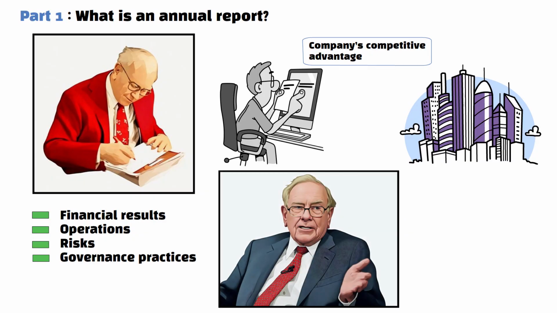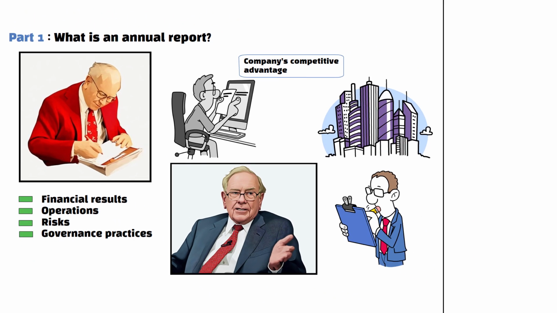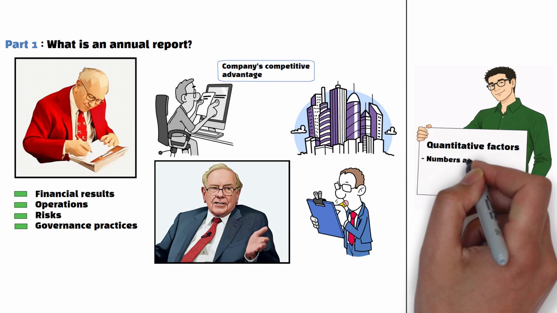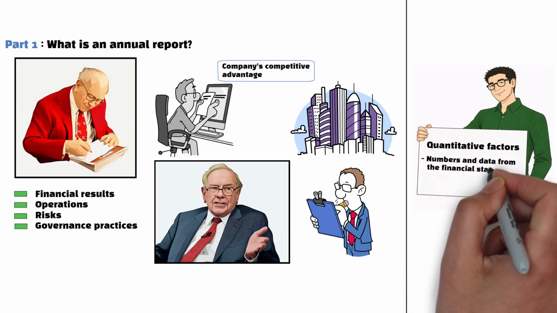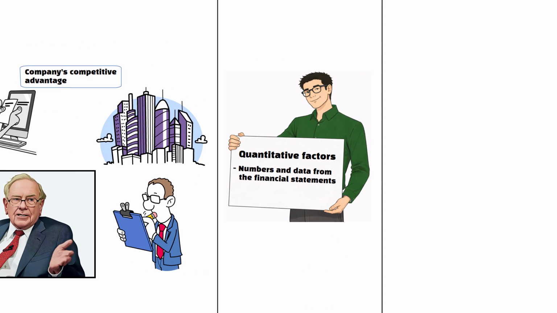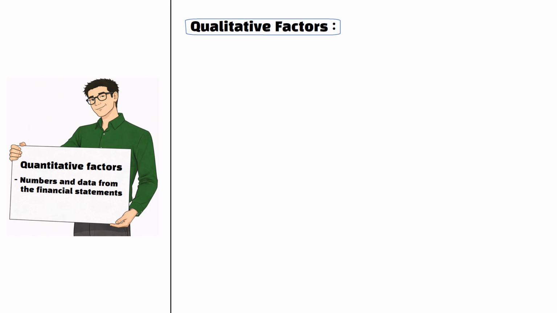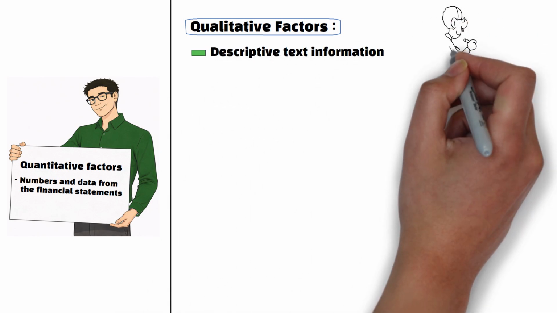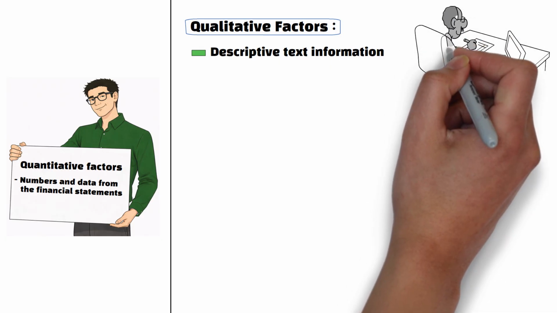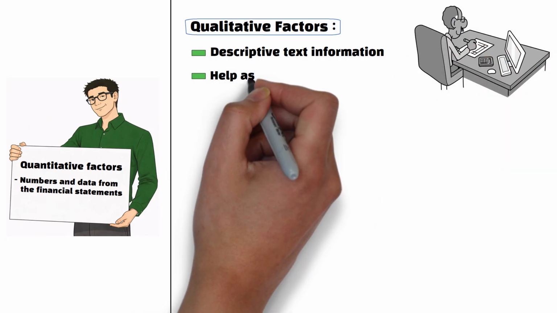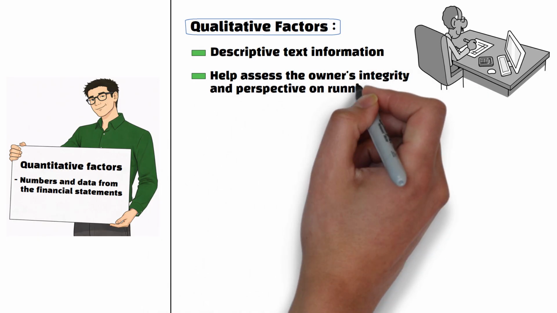Buffett views it not just as a financial document, but more like a business narrative. He's looking for quantitative factors, which are numbers and data from the financial statements. But Buffett also looks at qualitative factors from the annual reports, which you might be a little surprised by. Qualitative factors are descriptive text information. They can include the chief executive officer's letter, management discussion and analysis, notes to financial statements, and corporate governance. Qualitative factors help Buffett assess the owner's integrity and perspective on running the business.